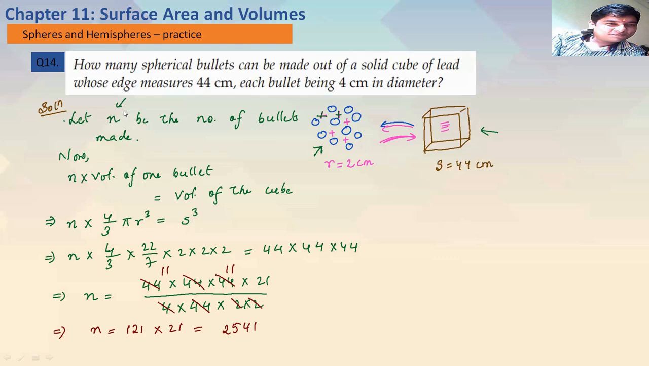What did we write in the first statement? Let n be the number of bullets made. You've got to be clear with the English that you use: number of bullets, not amount. So n's value is what we have obtained towards the end. N is 2541. What does that mean? It means that 2541 is the total number of bullets made out of the cube.